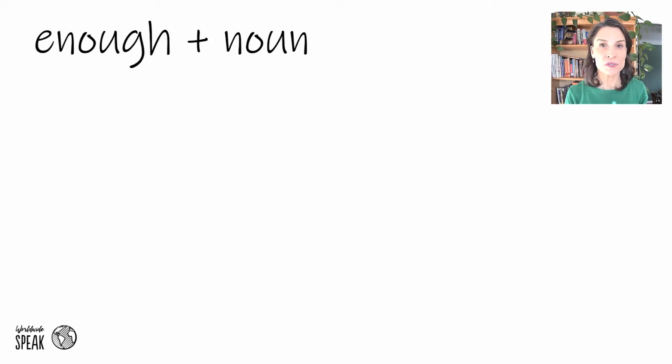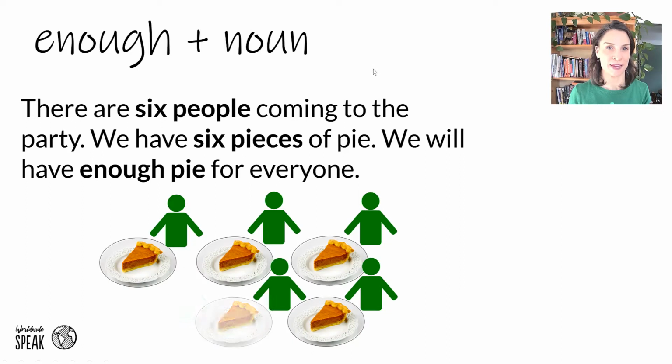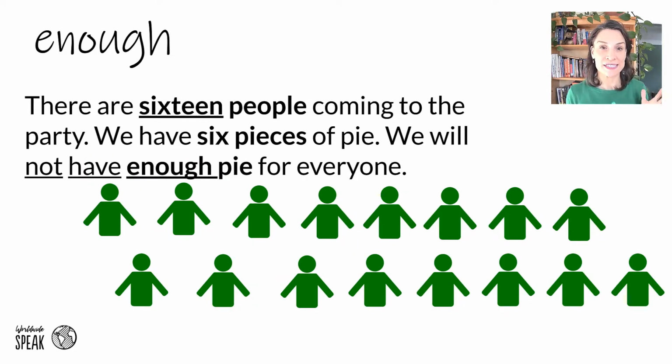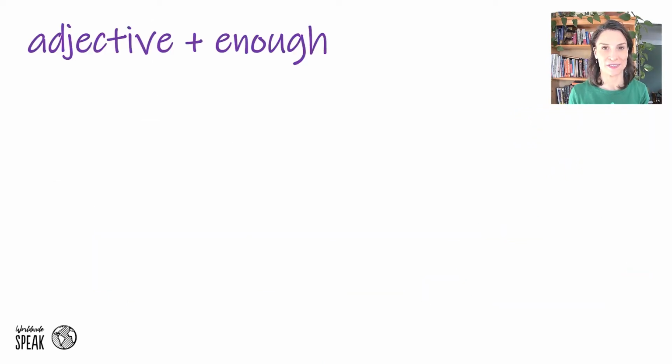Now we can also use enough with nouns, and let me show you how this works. There are 6 people coming to the party. There are 6 pieces of pie. We will have enough pie for everyone. Here's another example. There are 16 people coming to the party. We have 6 pieces of pie. We will not have enough pie for everyone. So again, the word enough is expressing that something is sufficient, or in this case, not sufficient.